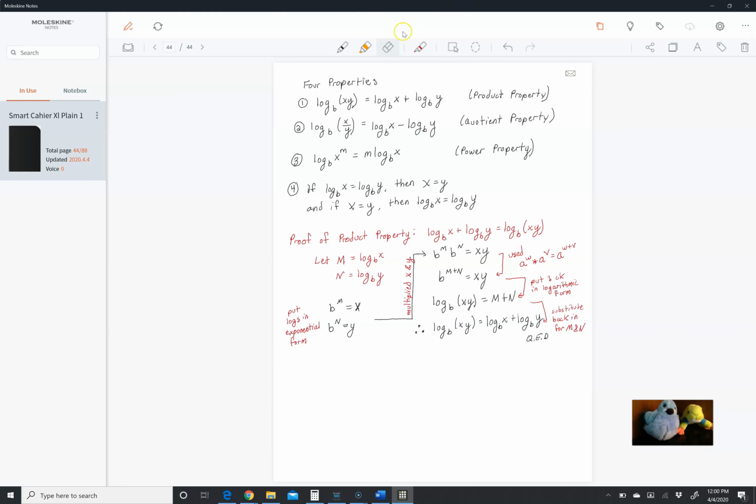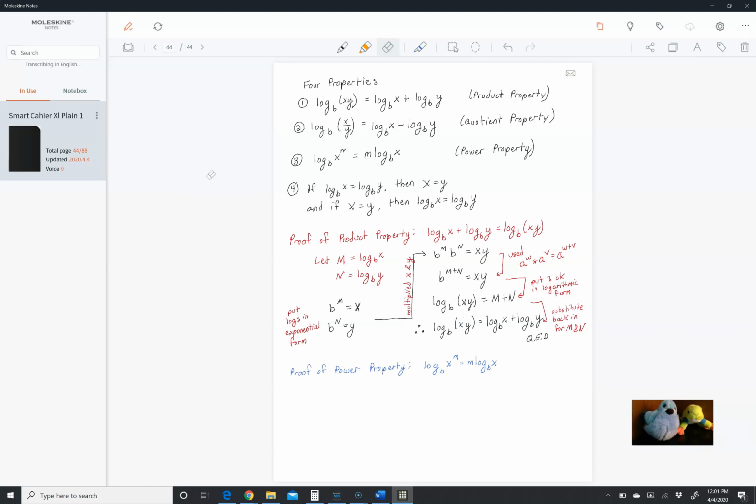Okay? Okay, let's do the proof of the power property. So there are two ways to prove this. So this is saying log base b of x to the m is equal to m log base b of x. So the first way to prove it is we can use the laws of exponents, the definition of exponents.